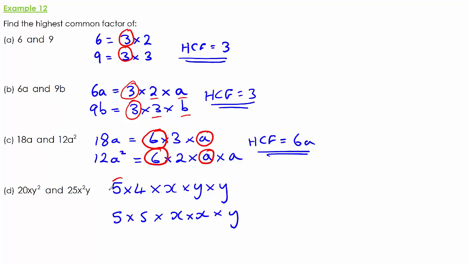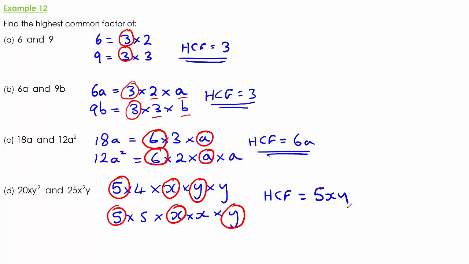What's common? Well, we've got a 5 to start with, and then the 4 and the 5 are different. We've got an x here and an x here, and then we don't have any more x's there, but we do have a y here and a y here. So what's left in the top is 4y, and in the bottom is 5x, so there's nothing common there at all. But we've circled the things that are common, so the highest common factor is 5 times x times y.